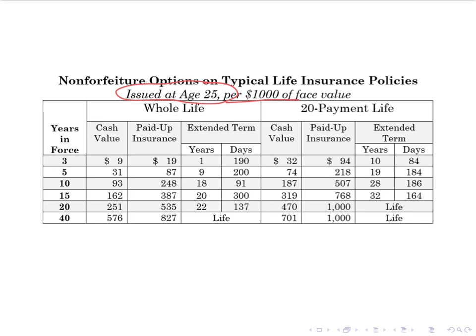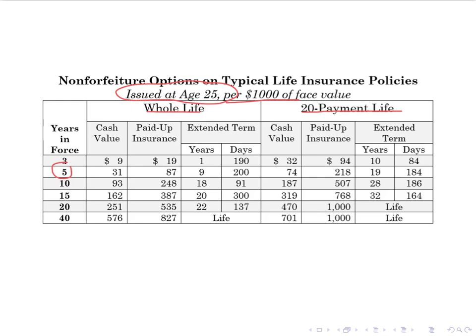So the first column, years in force, is just how long you've been paying. So if I bought it at age 25, if I'm now 30, it would be 5 years in force. So you've got to do a little bit of subtraction to figure that out. And then again, you've got to make sure that you know whether it's whole life or 20 payment life. And then in each of those, we have 3 categories.